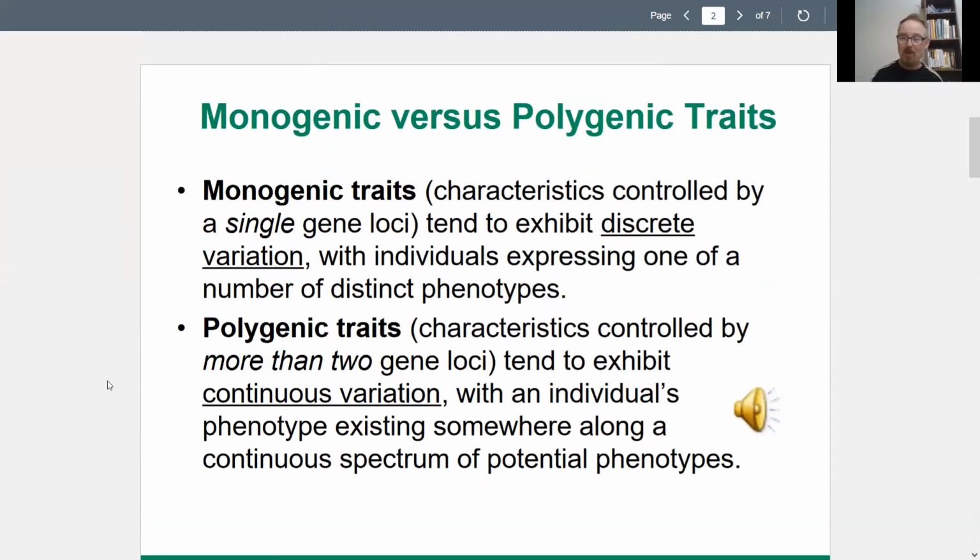All right, so we should know by now that there are two different types of traits that we see out there: monogenic traits, and that's where we have one gene, one effect. And so that means we just have two alleles come together, they're going to produce one effect, or the phenotype, the appearance of an organism.